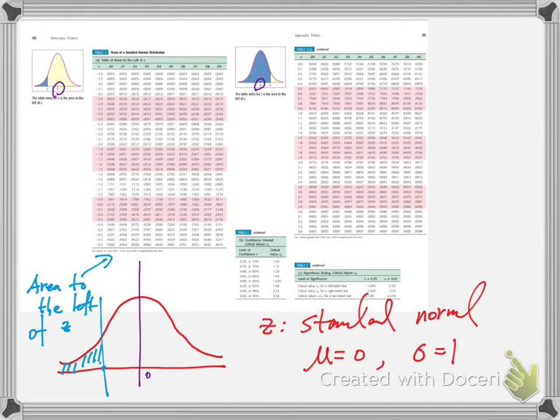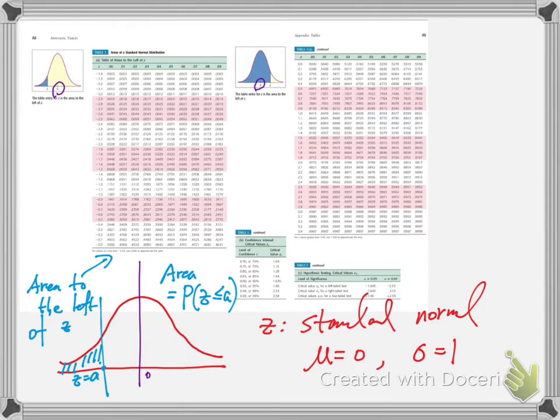Now what does this mean in probability? If the cutting line is Z equal to A, then this area is equal to the probability that Z is less than or equal to A. The area to the left equals less than or equal to, and this number is in table 3.